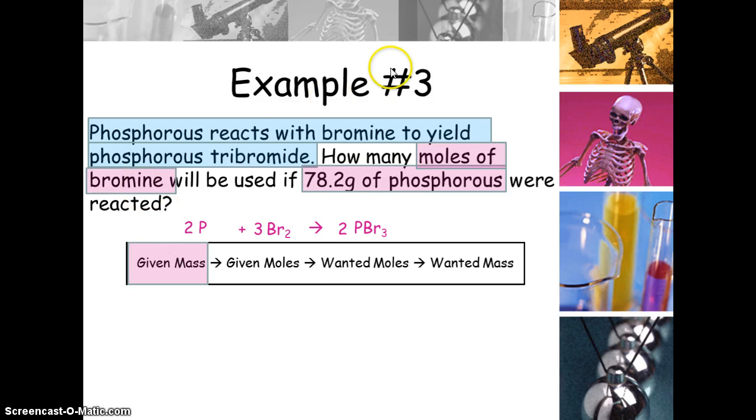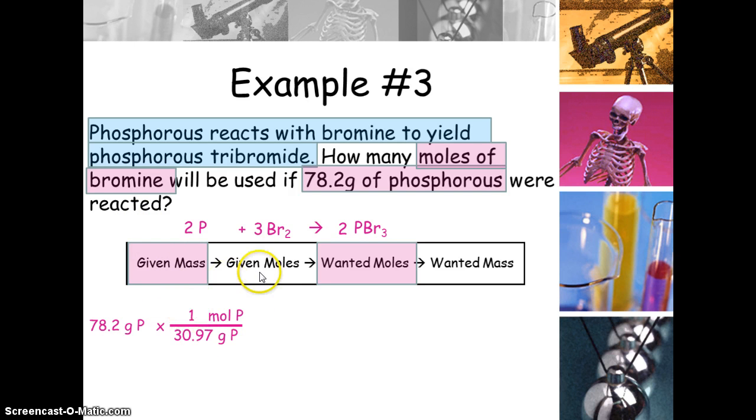And here, we're looking for moles of bromine. So here, we're just looking for the wanted moles to find out how many moles of bromine this is going to be. So this is only going to be 2 steps, going from given mass to given moles, and given moles to wanted moles. So let's take a look. We start off with 78.2 grams of phosphorus. Convert from grams of phosphorus to moles of phosphorus. 1 mole of phosphorus is going to have a molar mass of 30.97 grams. So here we've gone from given mass to given moles.